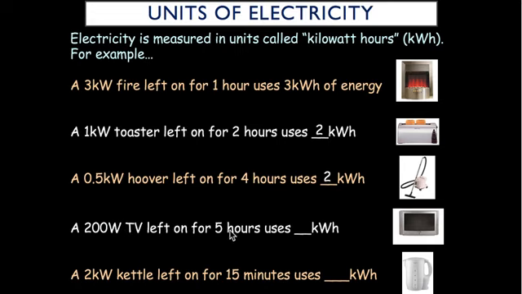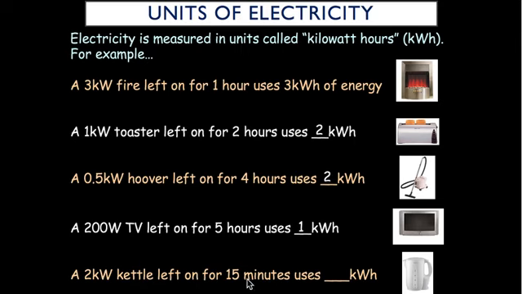How about a TV? A 200 watt TV left on for 5 hours. Now here we've got 200 watts, so we've got to convert that into kilowatts. There's 1,000 watts in a kilowatt, so 200 watts would be 0.2 kilowatts. So we've got 0.2 kilowatts times 5, which would equal 1 kilowatt hour.